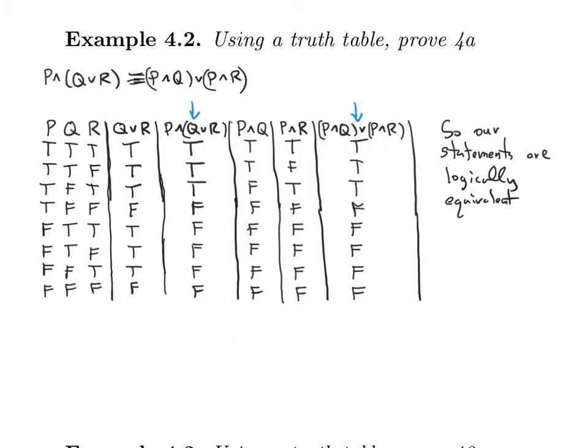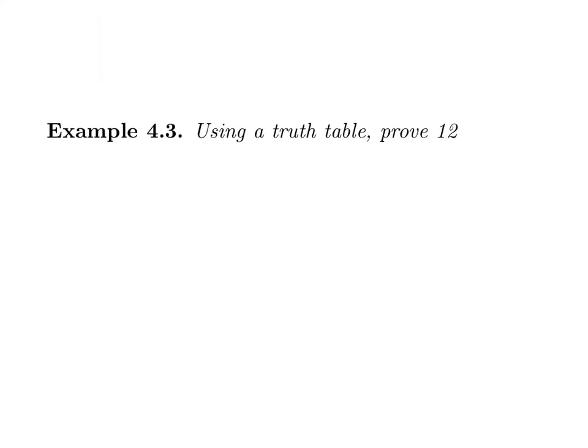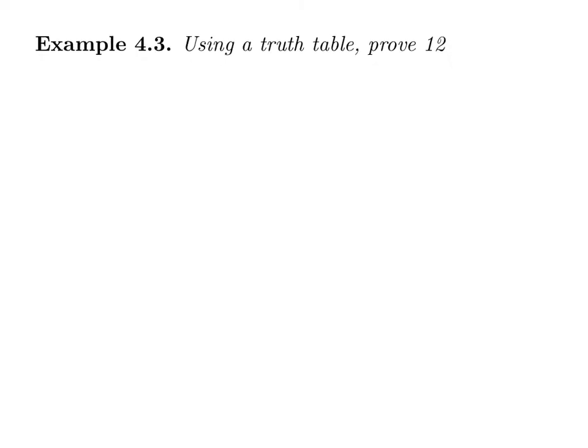Let me scroll down to our next example. We want to prove 12 here. Let me remind you what 12 was. That was our conditional simplification. We can change a conditional. P implies Q. We can change that to not P or Q.